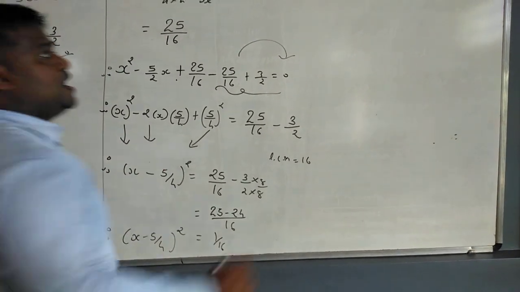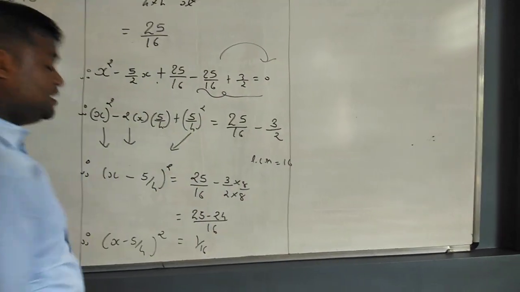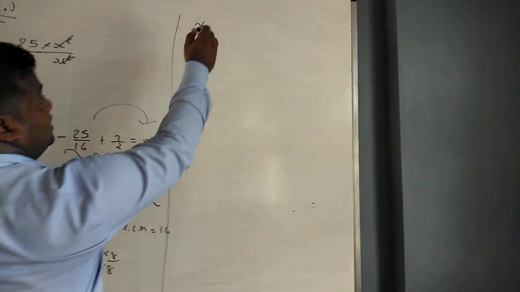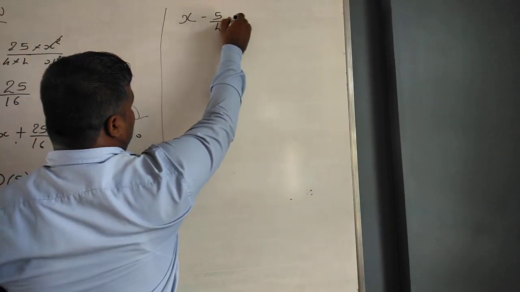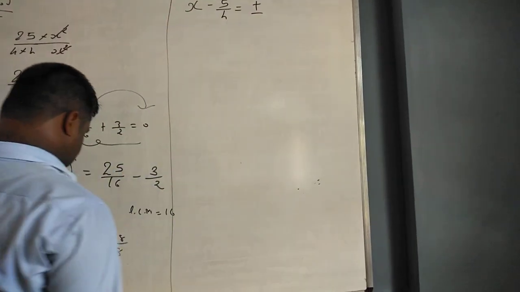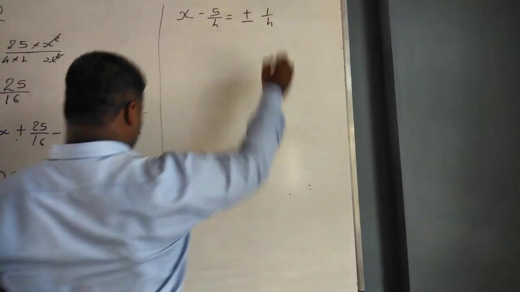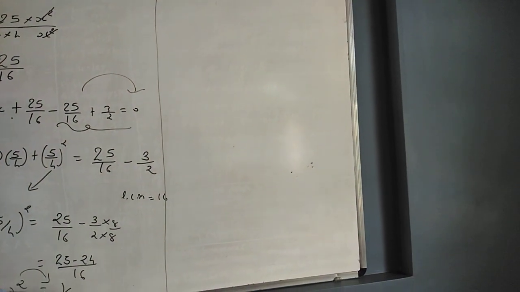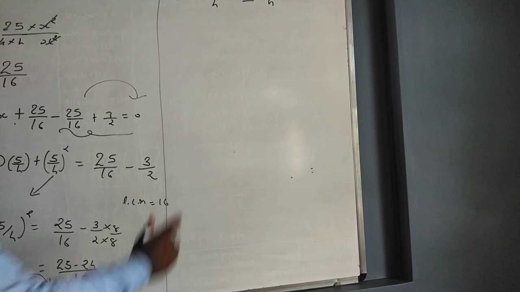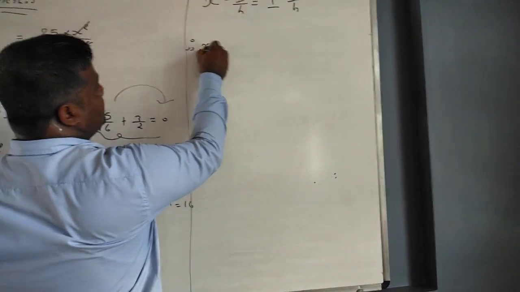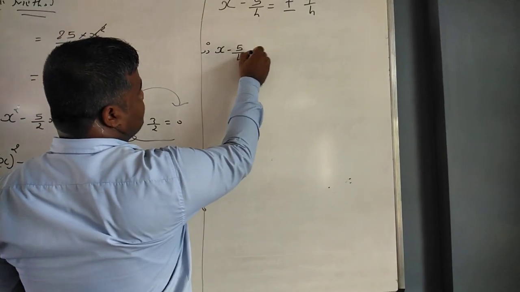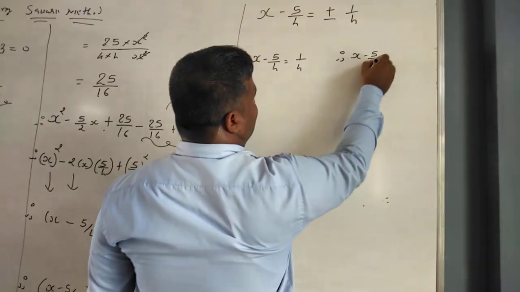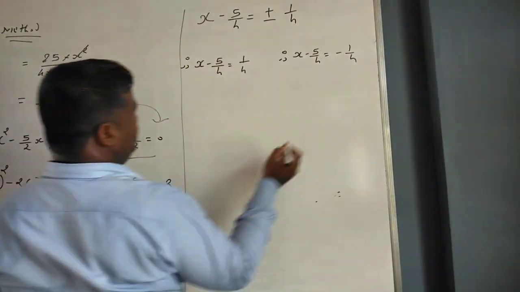Now when the square goes to the other side of the equality, we get the root of it. One root is always positive and another is always negative. So we are going to use plus or minus 1 by 4. The square root of 1 by 16 is 1 by 4. So x minus 5 by 4 is equal to positive 1 by 4, and x minus 5 by 4 is equal to minus 1 by 4.